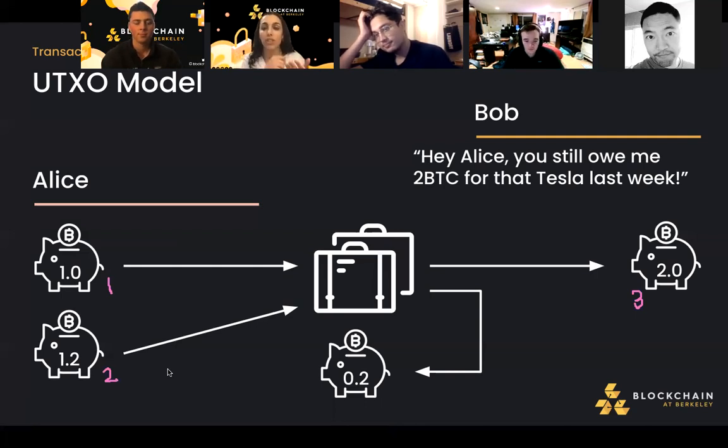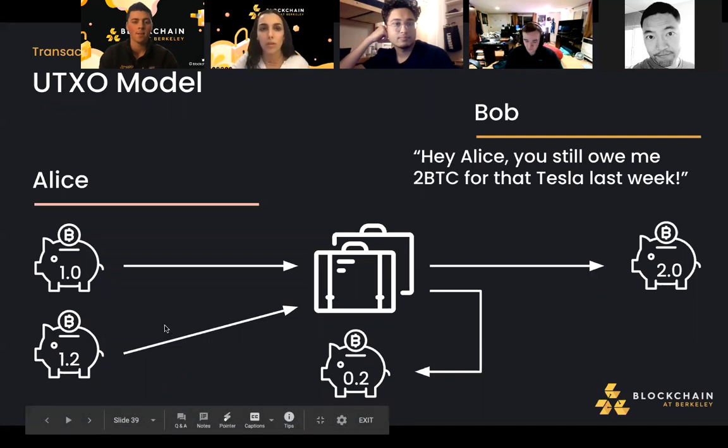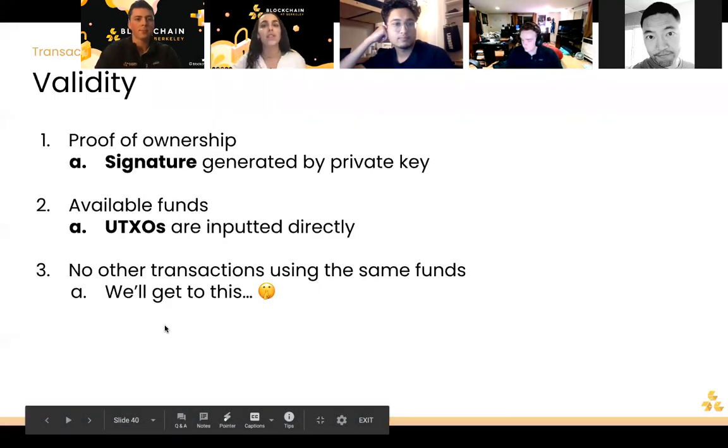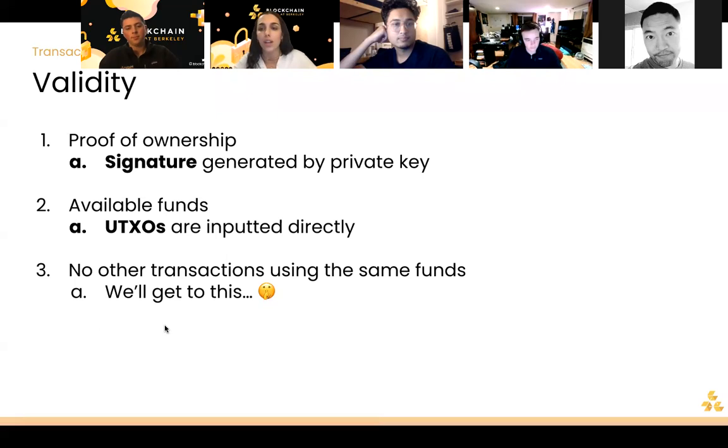And so then what she's going to say is, that 0.2 that's left over, I want to send that back to myself. And so this is going to be piggy bank number 4. And so that same process is going to continue. If Bob wants to spend those 2 Bitcoin, he has to open up the UTXO in its entirety and then send that out or send it back to himself, depending on what he's trying to do there. So that's the UTXO model that Bitcoin uses. And so we can see how this contributes to the validity of transactions.